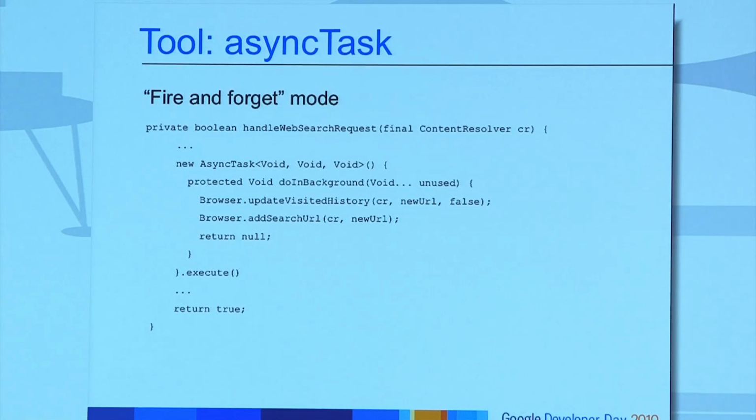Now, here's another usage of Async Task. This is from the browser. Every time you visit a page on the browser, it wants to update the browser history. But you don't want to wait. You don't care about updating the browser history. So it wants to update the browser history in the background, and it doesn't want to tell you. There's no user interaction at all. So we call this fire and forget mode. So he goes and makes a new async task and just calls .execute on it, and it just goes away in the background and does it. So this takes care of all the work of setting up the background thread, running it, handling its exit, everything. I highly recommend it.